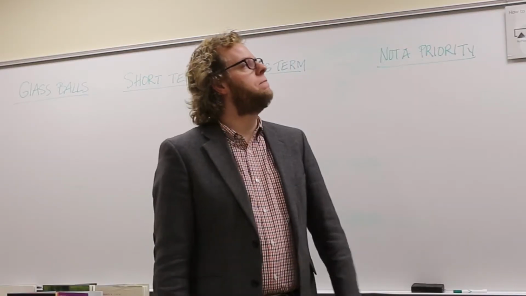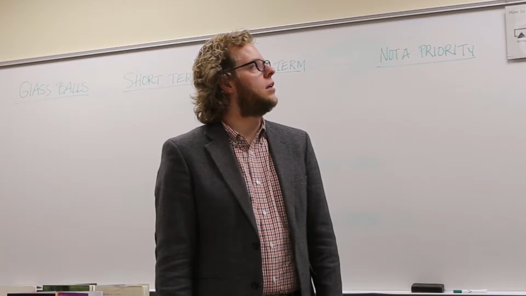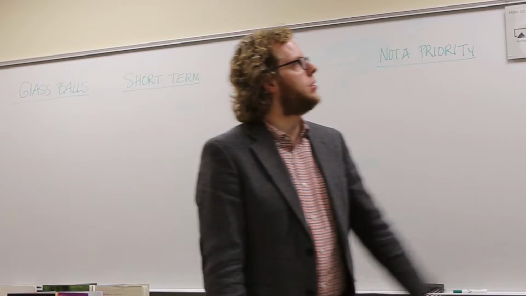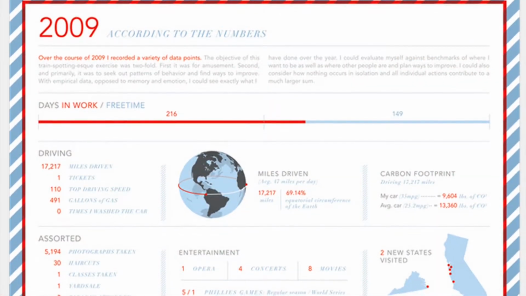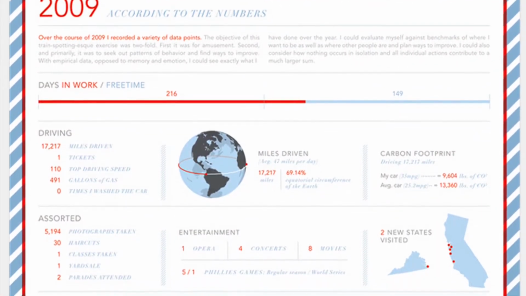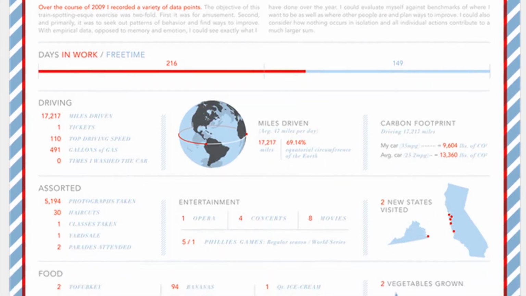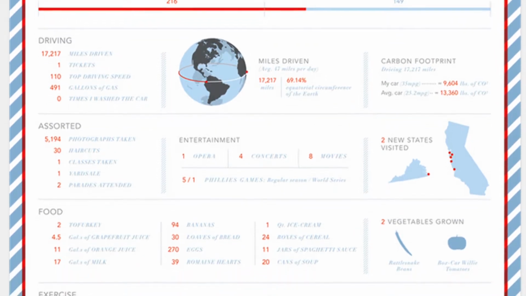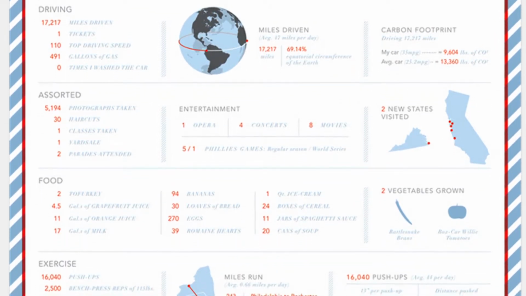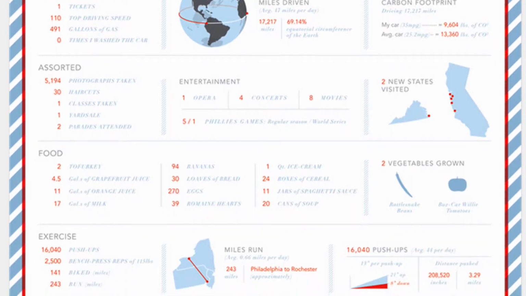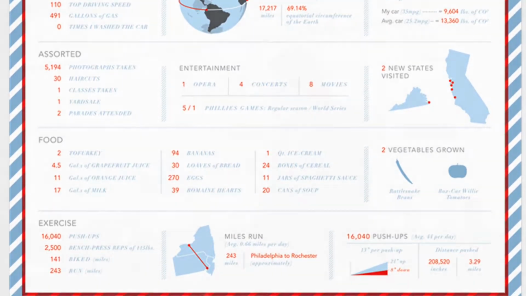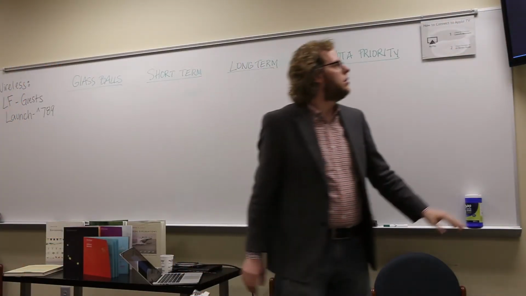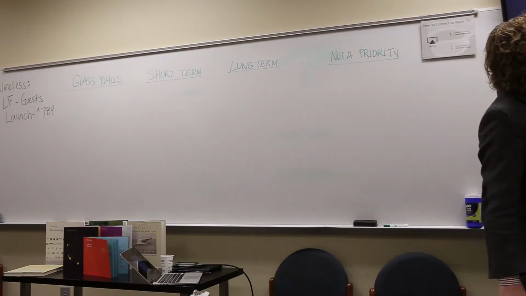So in 2009, his first public viewing, we see a poster design. We see a couple of new states visited. We see his miles driven displayed really elegantly as a trip around the world. We see different food intakes, days in work versus free time. You can see that red bar and the blue bar for the distinction there. Very nice, using small iconography too to communicate the message. He grew two vegetables. There's a little bean, I think, and a tomato.